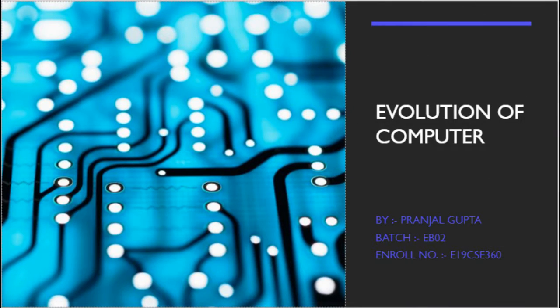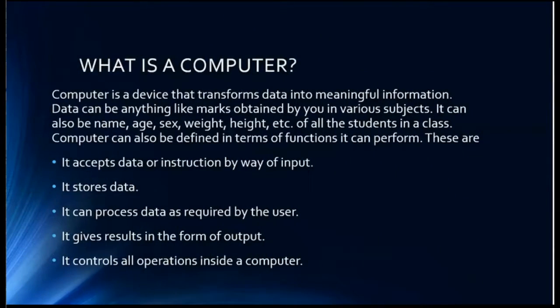Evolution of computer. What is a computer? A computer is a device that transforms data into meaningful information. Data can be anything, like marks obtained by you in various subjects. A computer can also be defined in terms of the functions it can perform.